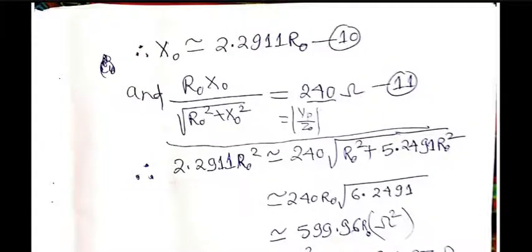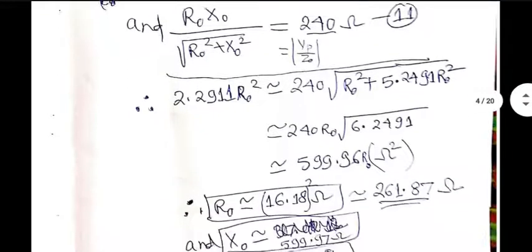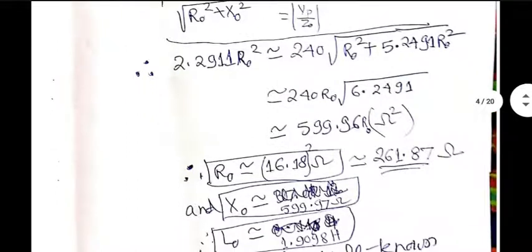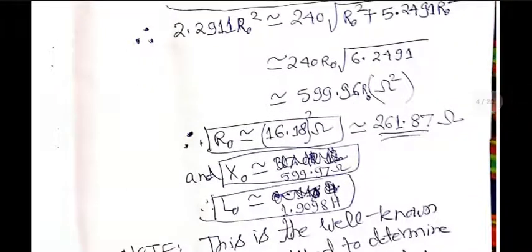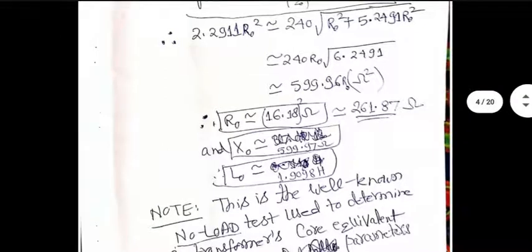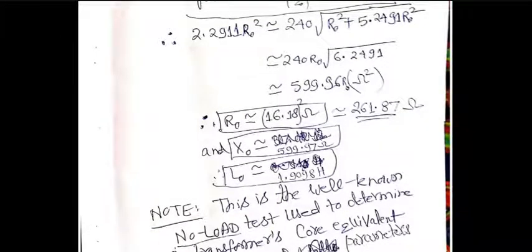So we have got two equations, equation 10 and 11, to solve and figure out X naught and R naught. That's what I tried to do next. I think I made some mistakes, but then I corrected myself. Hopefully there is no continuing mistake.